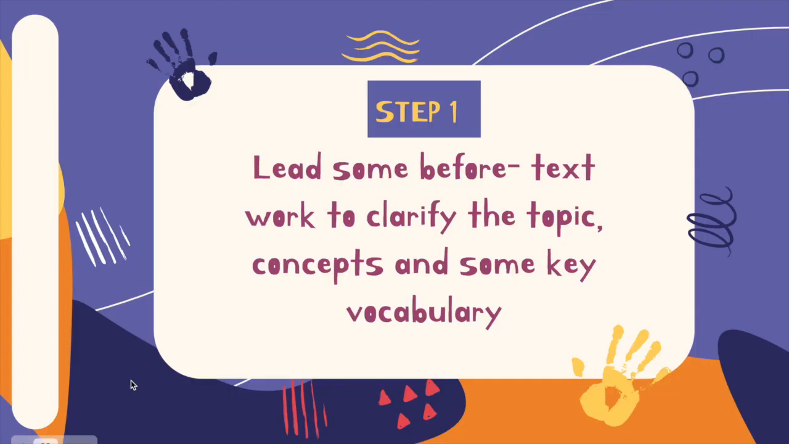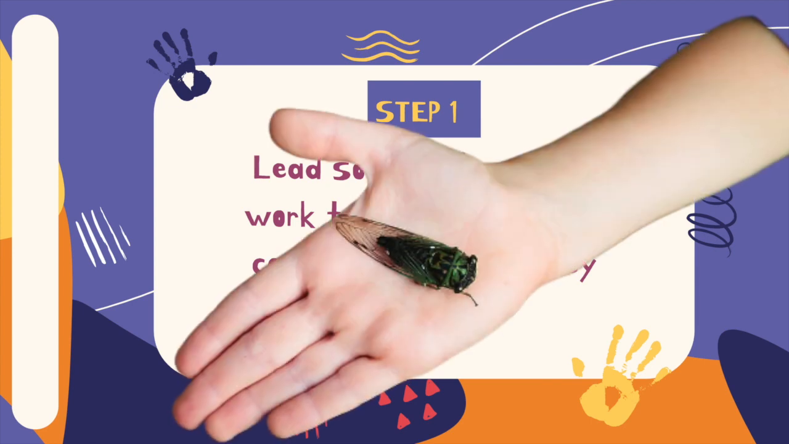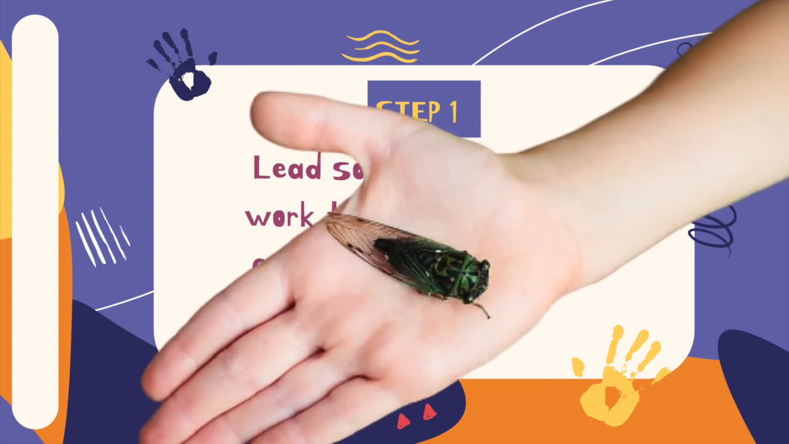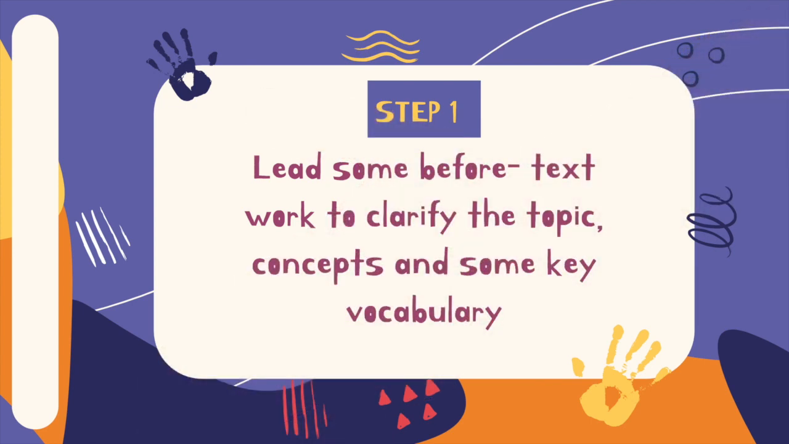So for step number one, you might want to lead some before-text or before-video work to clarify the topic, concepts, and some key vocabulary. In my case, I actually skipped this step just because I knew my students already had so much background knowledge about cicadas and actually have had a lot of hands-on experience with cicadas. So I wanted them to figure out the new ideas in this video from the context based on what they already know and what they are being presented with.